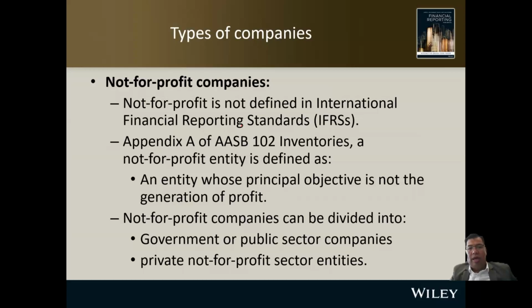For a not-for-profit company, it's not defined under IFRS, but AASB 102, the Australian Accounting Standards Board number 102, says a not-for-profit entity is defined as an entity whose principal objective is not the generation of profit. Yeah, this is the definition. Very easy. What is a not-for-profit entity? A company or corporation established with the objective not to make profit. For-profit companies can be divided into government or public sector companies, where the government established the company. Another one is the private company.